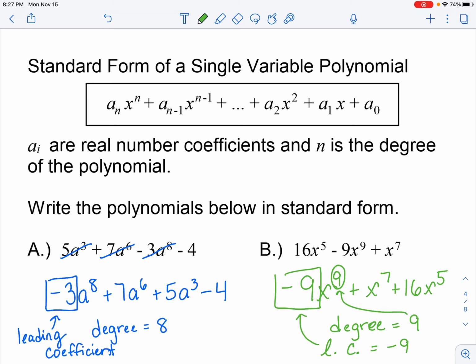So that's writing it in standard form. Now what we have coming up next is we're going to do different polynomial operations, and we're always going to write our answer in standard form. So that's what's coming up in the next video.